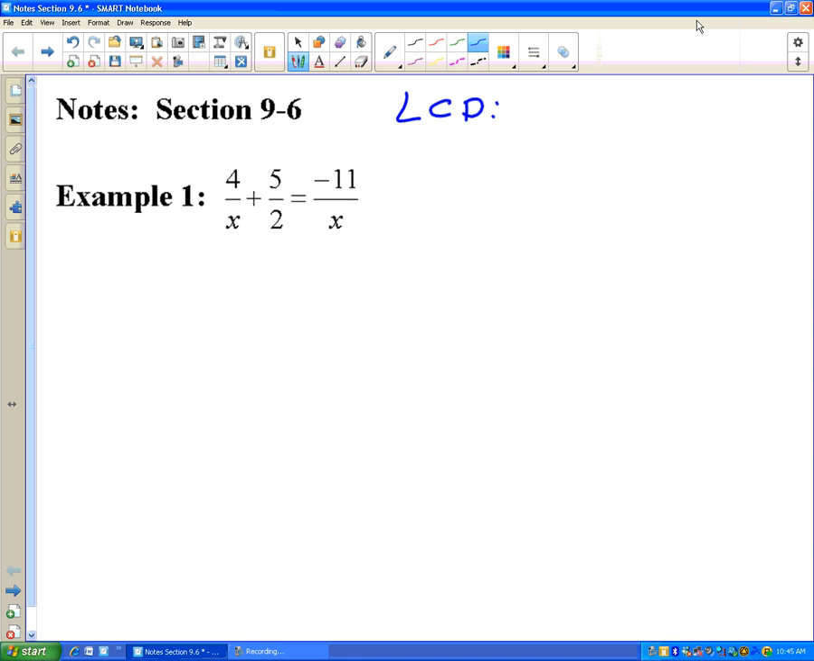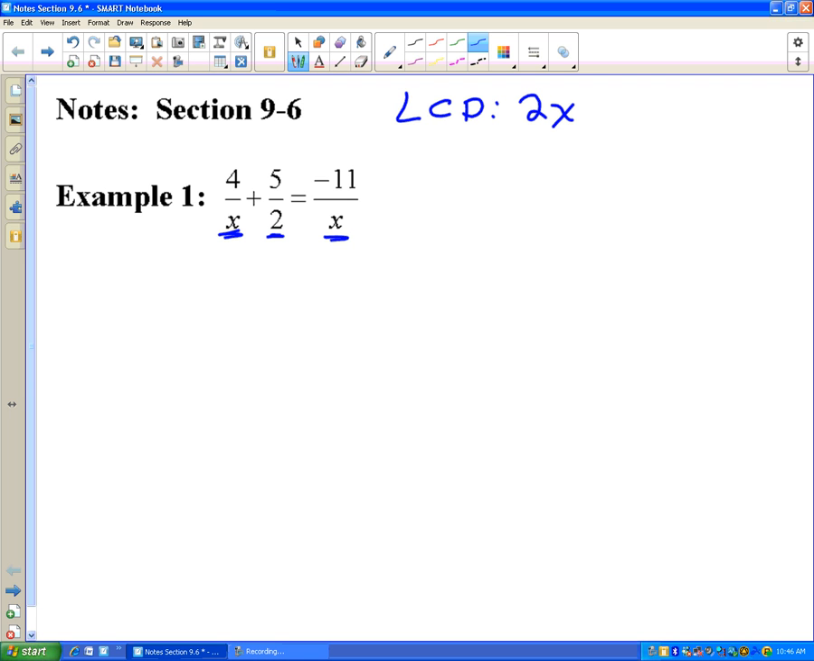So here we go. This is a little different scale, but it's the same concept. I'm going to come through here in my first fraction. I have a denominator x, so I need an x in my LCD. I have a denominator 2, so I need a 2 in my LCD. I have a denominator of x. I already have an x, so my LCD is going to be 2x.